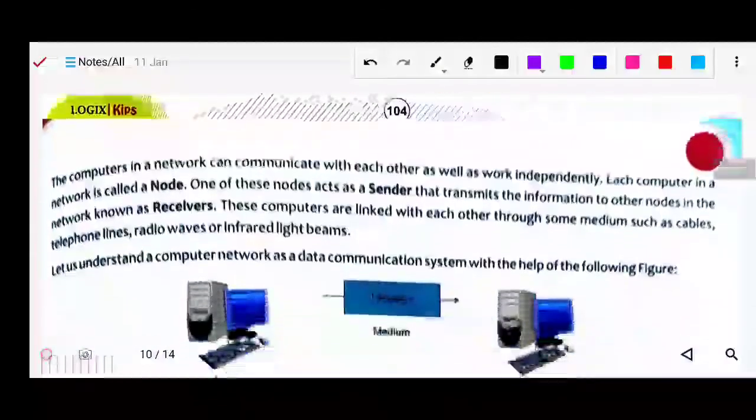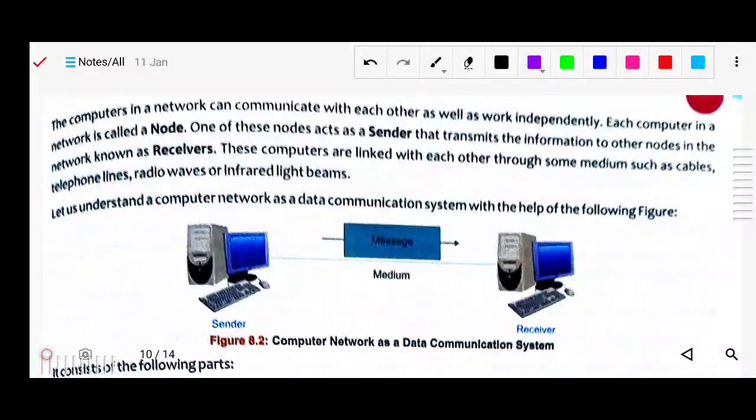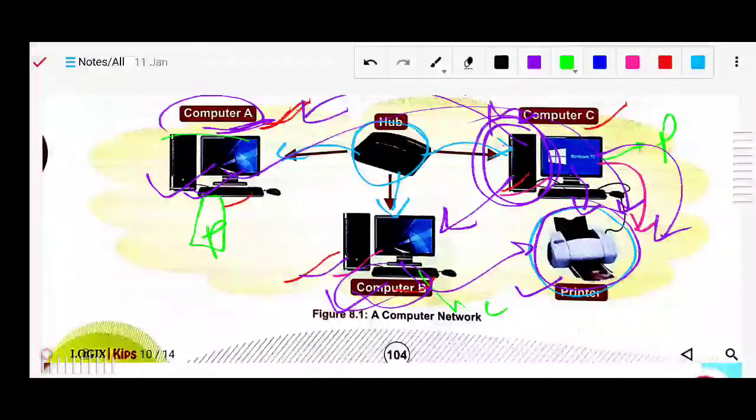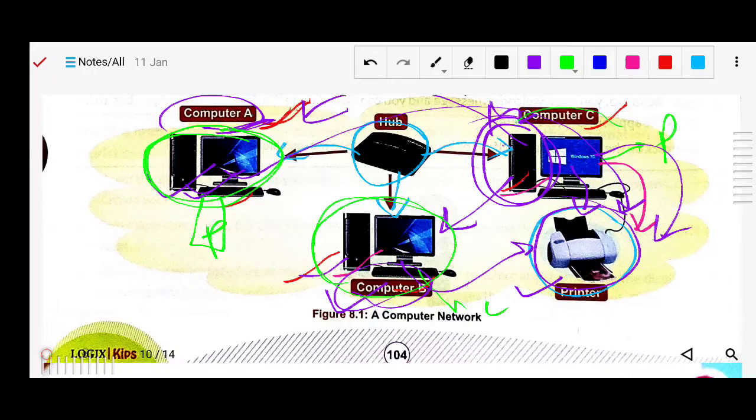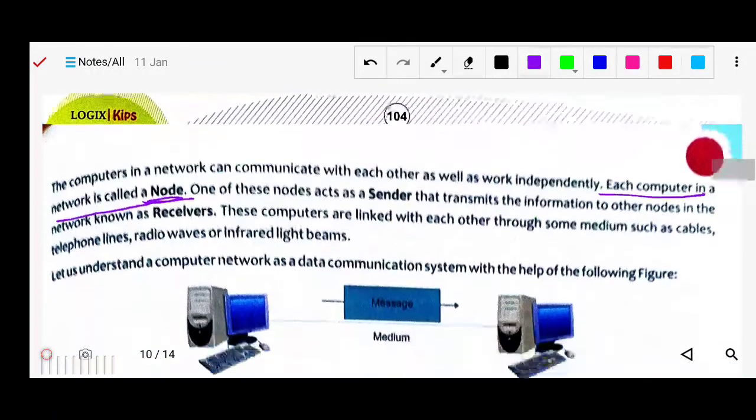Now some more things we will see, like what is a node. A node is nothing but each computer in a network. Like you can see three computers here: this is node A, this is node B and this is node C. So each computer in the network, each point, is your node.